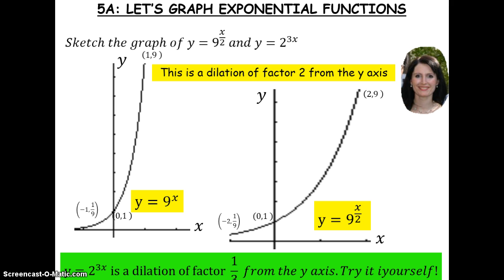y equals 2 to the power of 3x is a dilation of factor a third from the y-axis. Notice how when we're dilating from the y-axis, that number is connected to the index there. Notice that when it's a whole number, it's a dilation of a third there. When it's a fraction, or it's in the denominator of the fraction, it means that it's going to be a dilation of a whole number.